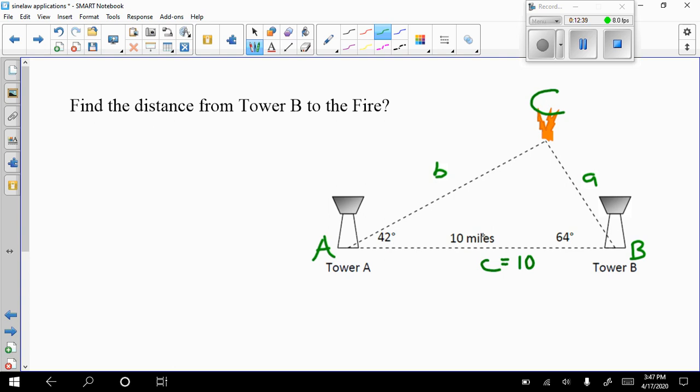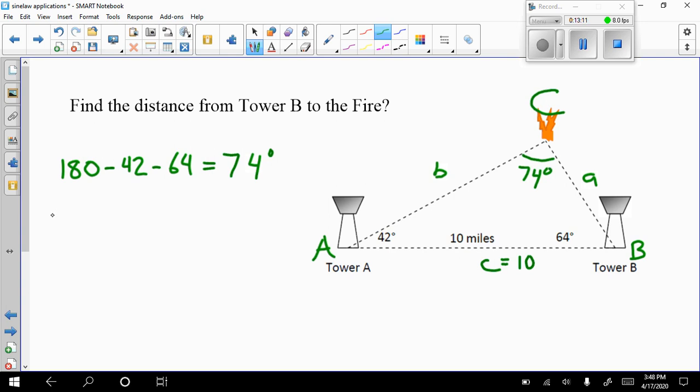Except here's the key, you do actually know angle C, because you know the sum of the angles in a triangle is 180. So you know that angle C is 180 minus 42 minus 64. So here we go, 180 minus 42 minus 64, and you get 74 degrees. So sometimes you do have everything you need. You may have to just do a little something to get it. So there we go. We've got a set of opposites.